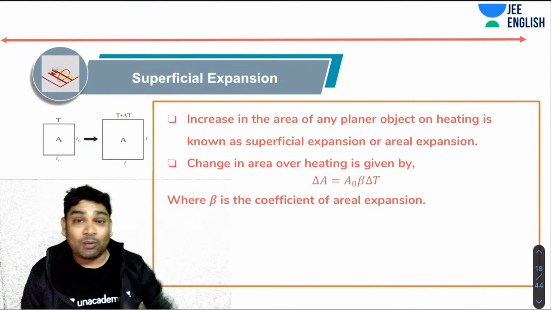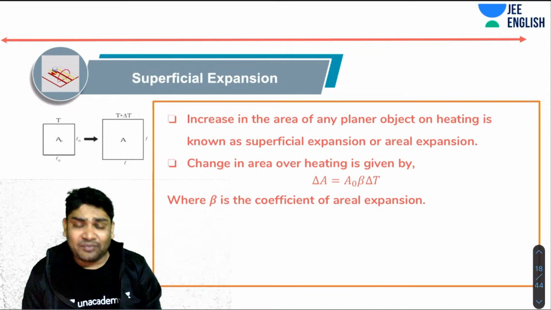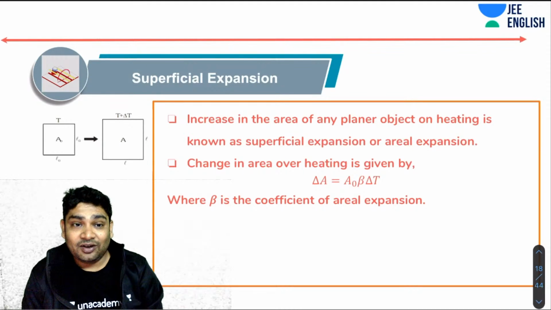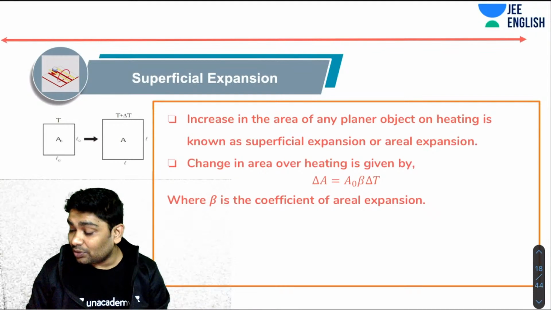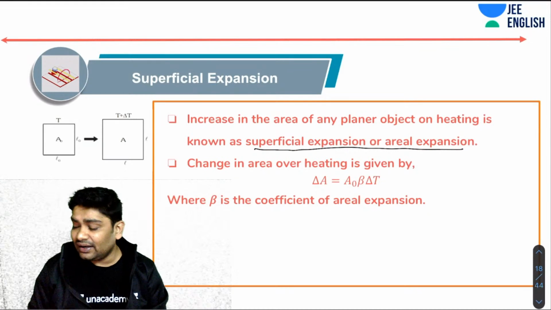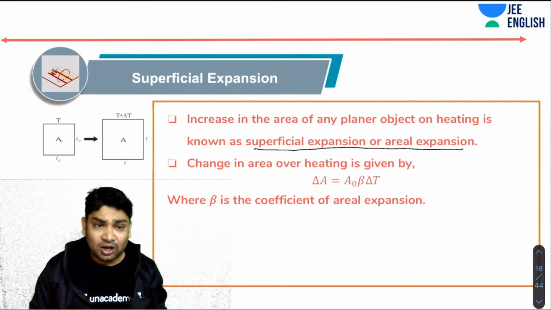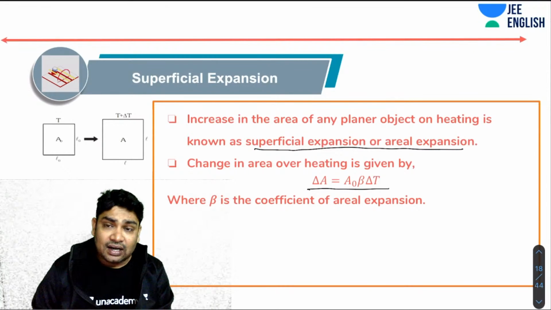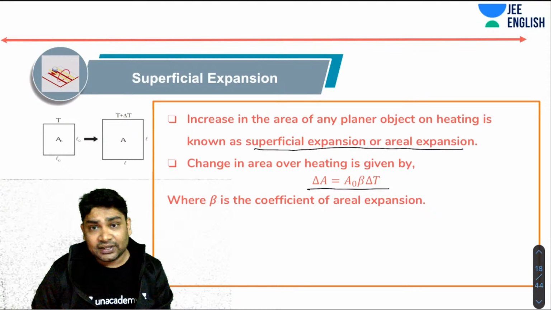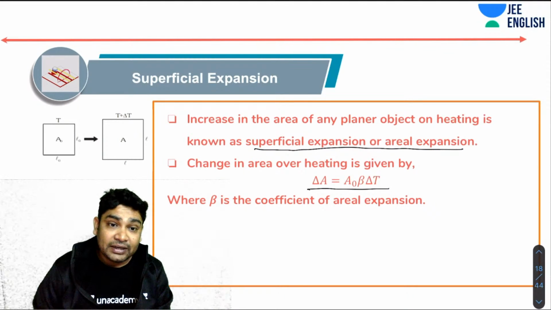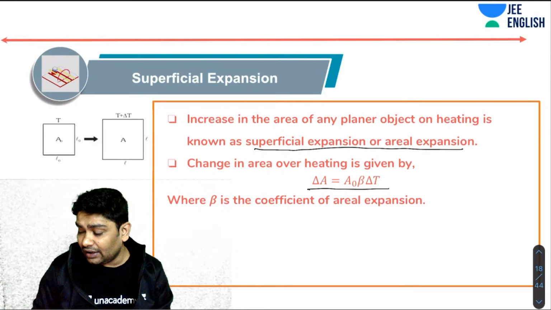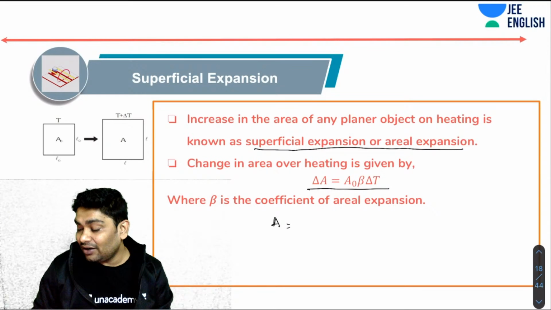Now, let's talk about the areal expansion. So again, by following a similar logic experimentally, you will see that the area of any planar object increases, and the expansion is called superficial or the areal expansion. And again, by following similar logic, you would get a similar equation. So the equation that you get is delta A equals A naught, being the initial area, times beta times delta T, where beta is a new proportionality constant that we call the coefficient of areal expansion. And you can write the final area as A naught times (1 plus beta delta T).